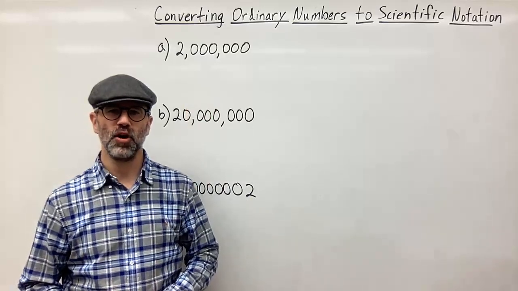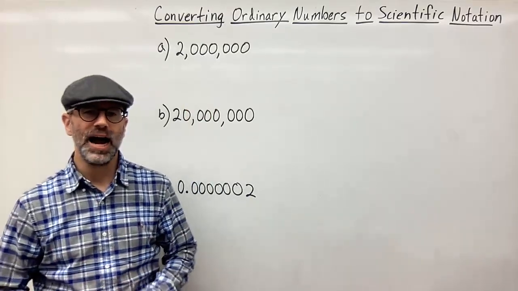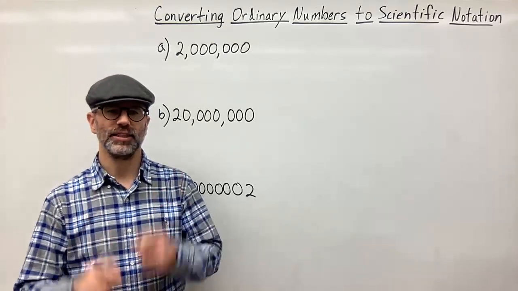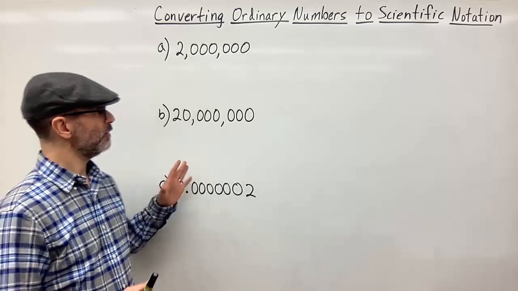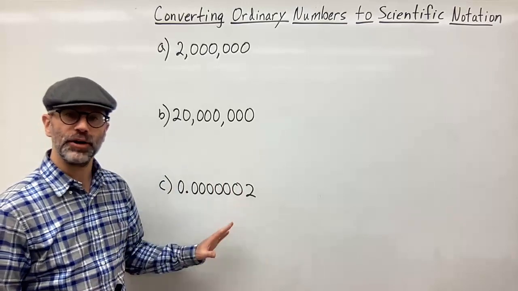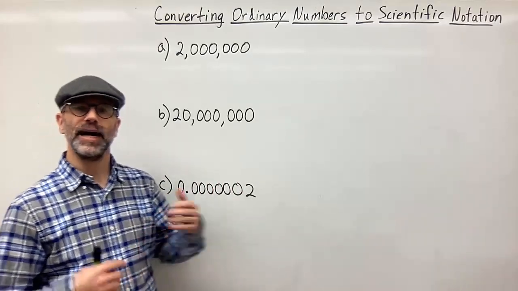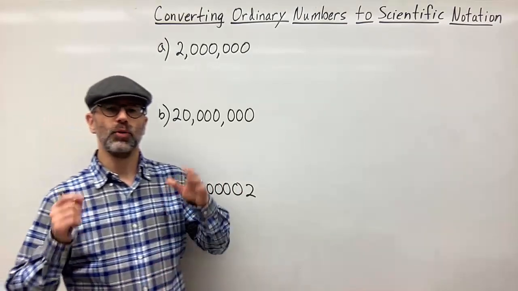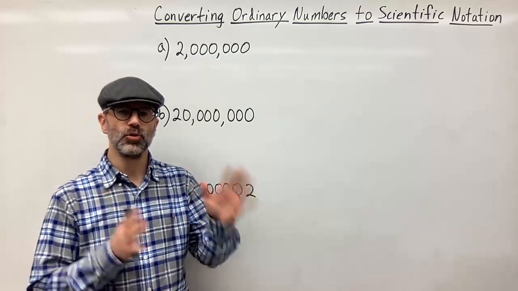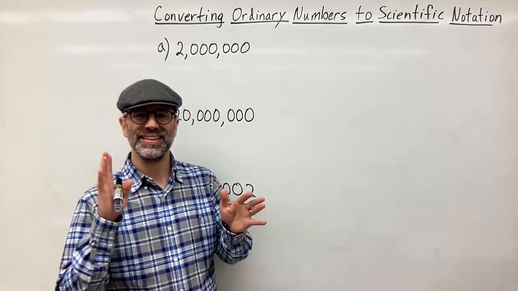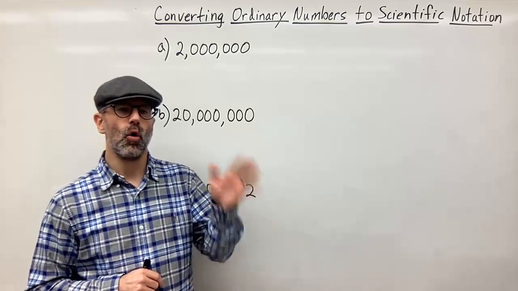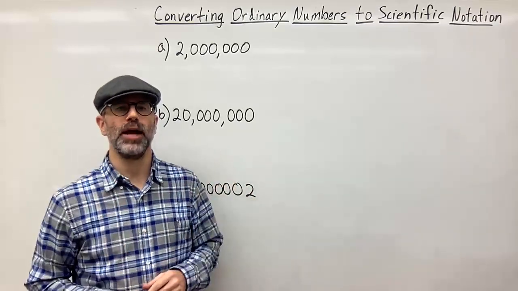My name is Mr. Kowalt, and in this video I'm going to go over how to convert ordinary numbers to scientific notation. So let's get into this. So here I have some numbers, and the goal here is to convert these numbers from ordinary or standard notation to scientific notation. So when you write a number in scientific notation, you need the number to be between 1 and 10. So it's got to be less than 10, but it can be 1 or it can be greater than 1. It's got to be within that range.